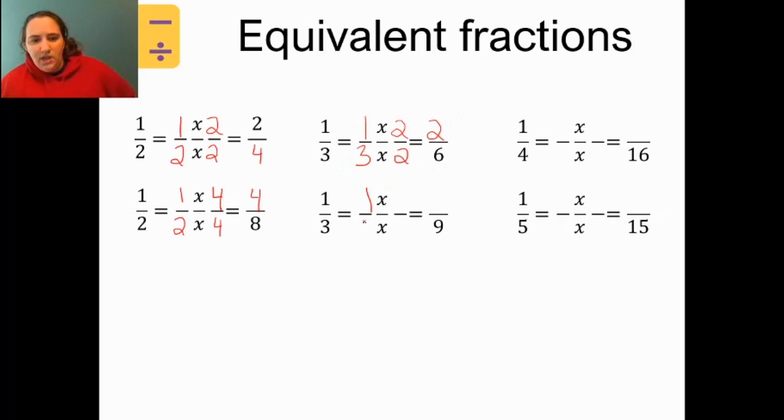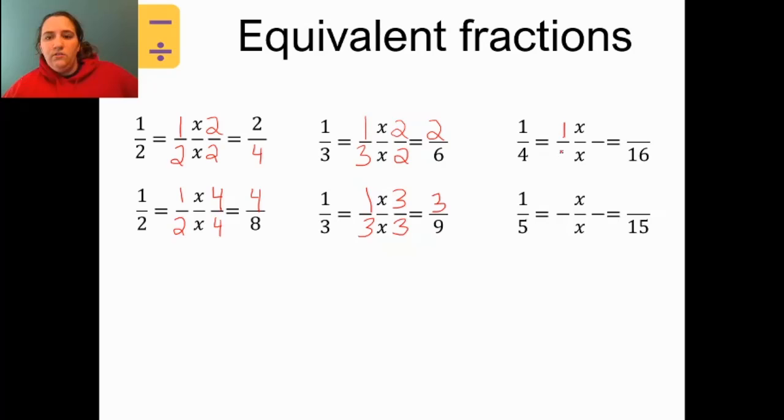Now we have 1/3 again. What do we have to multiply 3 with to get to 9 in our denominator? 3. And what we do to one side, we must do to the other. So 1 times 3 equals 3. So 1/3 is equal to 3 ninths.